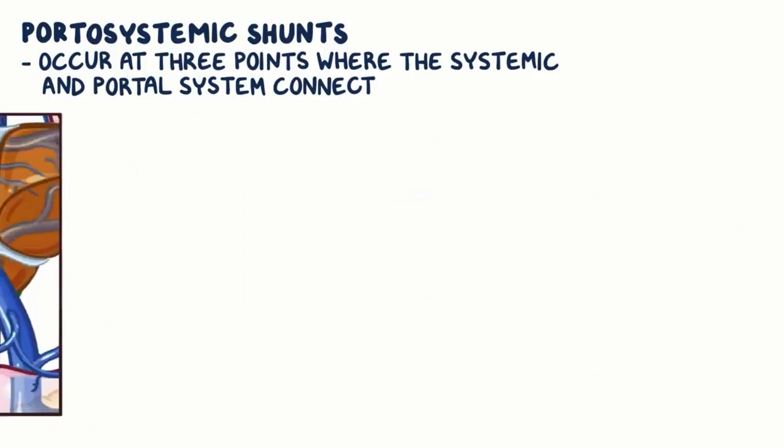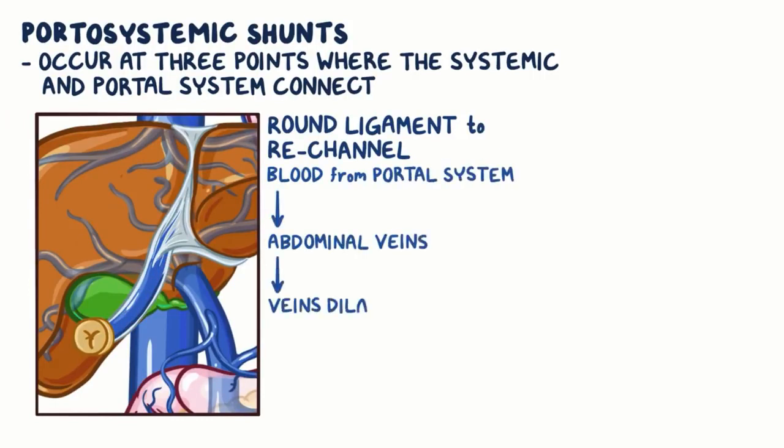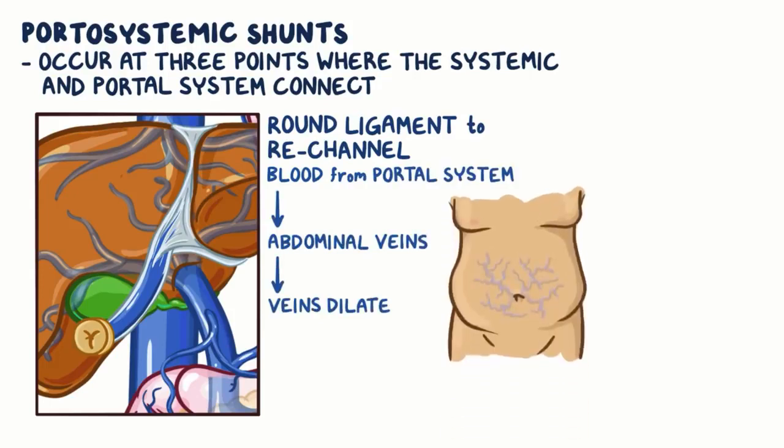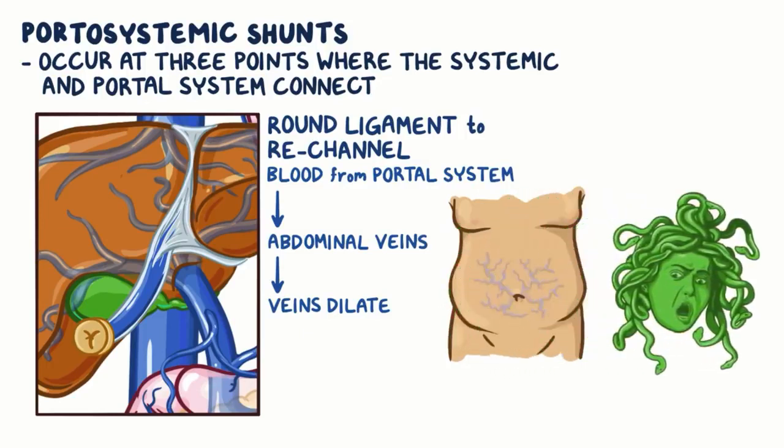Finally, portal hypertension causes the round ligament to rechannel, allowing blood from the portal system to pass into the systemic veins of the abdomen, which then dilate, making the abdomen look like the head of the Greek mythological creature Medusa, the one with snakes for hair. So this consequence is frequently named caput Medusae.